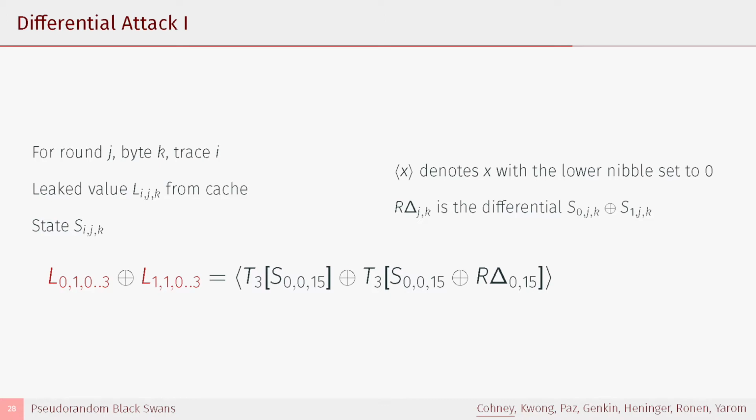The last thing in our equation is R delta JK, which is the differential that we previously identified between the first and second rounds of AES. Here, as well as on the subsequent page, objects highlighted in red are known to the attacker. Putting these ingredients together, we see that if we take 2 traces of the first round, it is equivalent to the XOR of the result of indexing into the T table in the first round and in the second round, where the second round is represented by the state from the first round and the differential between the first round and the second round.